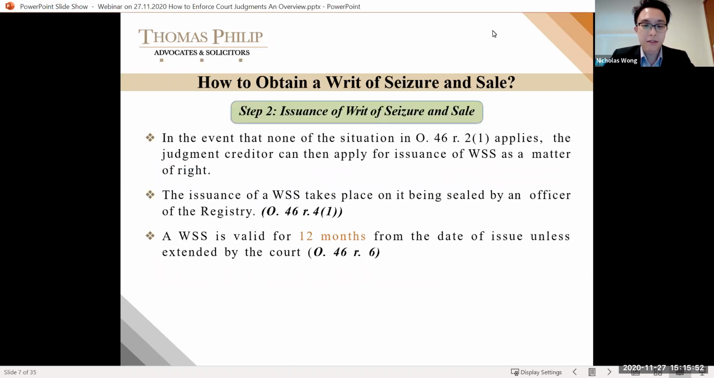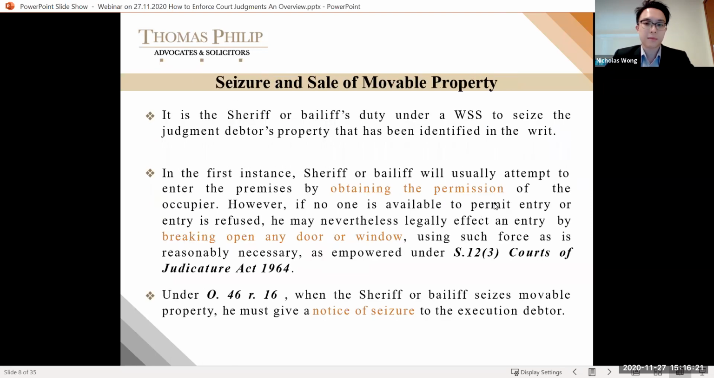Now, if the situation doesn't apply, right, you don't need leave, just apply for issuance of a writ of seizure and sale as of right. Right? And these are all the technicalities. There's a certain form you've got to follow and rules of court. Your lawyer will be able to advise you of that and help you draft that. And once it's issued, it's valid for 12 months. If you want it to be valid longer, you've got to extend it. Right? And again, if you're asking the court to extend it, you're asking them to exercise their discretion. There will be certain things you have to satisfy the court of.